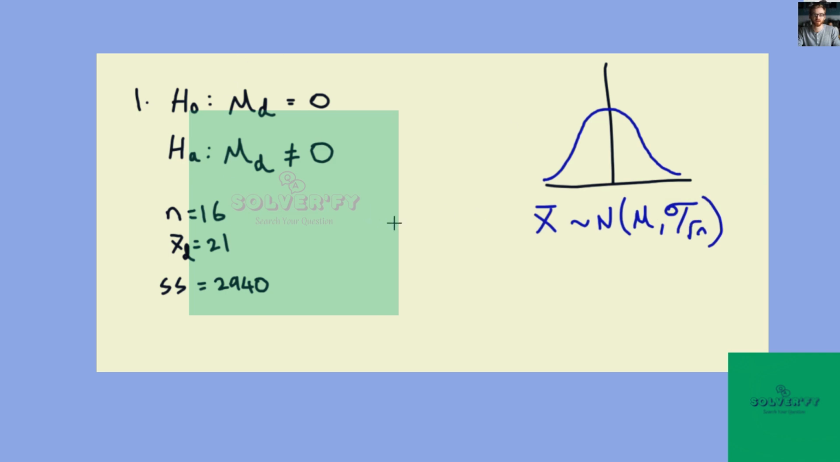We have not been given the population standard deviation, so we're going to have to use the sample standard deviation, which we haven't been given either, but I can find it. To get the sample standard deviation, take the sum of squares, divide by n-1, square root. n-1 because it's a sample standard deviation. So 2,940 over 15 is 196. The square root of that is 14.